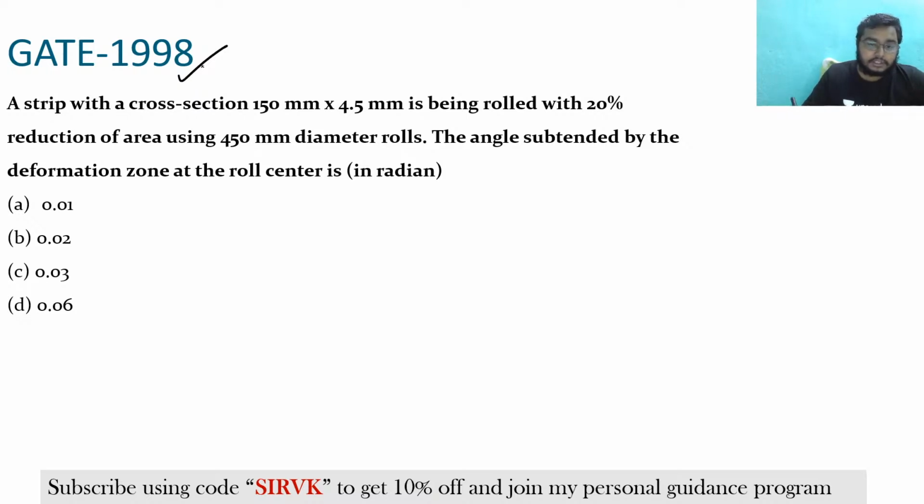A strip with a cross section of 150 mm into 4.5 mm is being rolled with 20% reduction in area using 450 mm diameter rolls. Okay, so there is a 450 mm diameter roll, and by using this roll, this is the thickness, and it is 20% reduced. So the angle subtended by the deformation zone is being asked. Try to find the answer and tell me, try to solve this question.